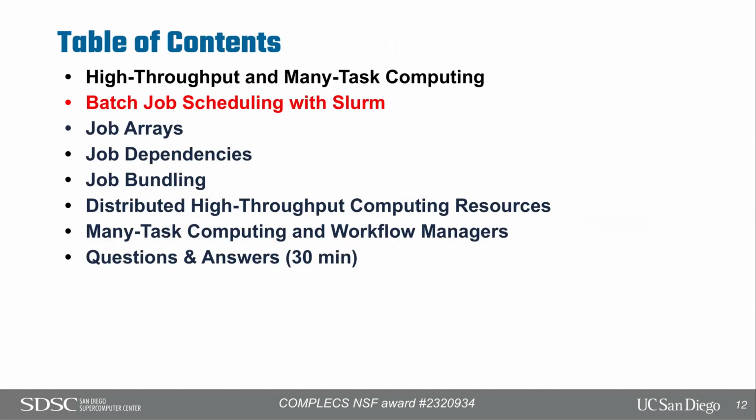So that's the high level overview of what we mean when we're talking about high throughput and many task computing. I want to do a quick revisit of general batch job scheduling with Slurm and what that means for those who weren't here last time, and then talk about how job arrays and job dependencies naturally fit into those definitions of high throughput computing and many task computing, and why those are the features of Slurm you would start using if you have these types of problems.